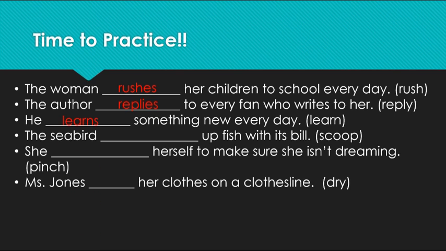You try the next 3 on your own. The seabird blank up fish with its bill. Look at the word scoop and think about your rules. Did you add an S? Scoop does not fit into either one of the 2 rules, so we simply add an S.